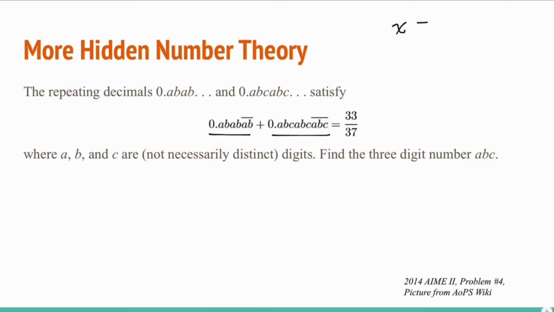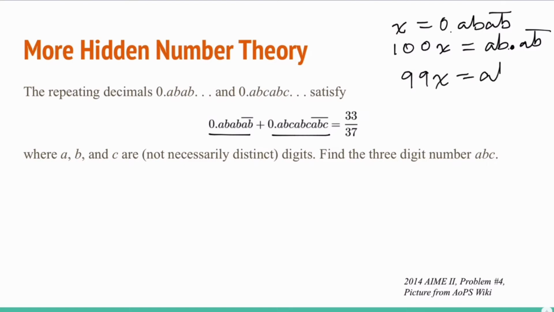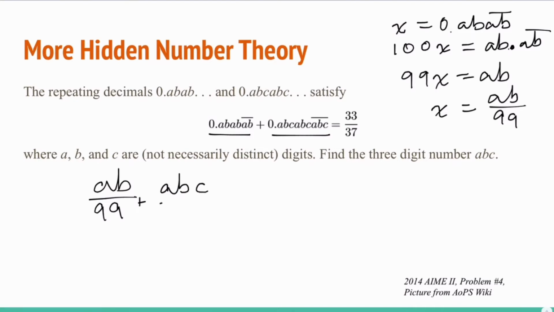If we set x equal to 0.ABAB..., then let's do 100x, which equals AB.ABAB... repeating. And if you subtract the first term from the second, then we get 99x = AB, or x = AB/99. And similarly for the other term, this equation turns into AB/99 + ABC/999 = 33/37, which equals 891/999.